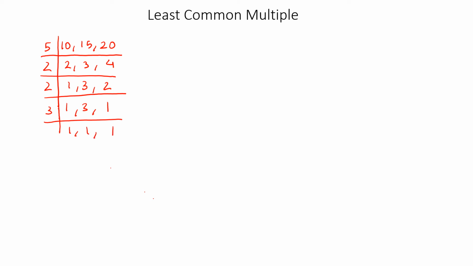And to find the least common multiple, we have to multiply all of these numbers on the side, which would be 5 times 2 times 2 times 3. Let's simplify that. That's 10 times 6, which is 60. So between these 3 numbers, 60 is our least common multiple. Now let's try another one.